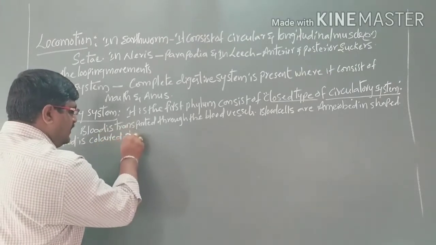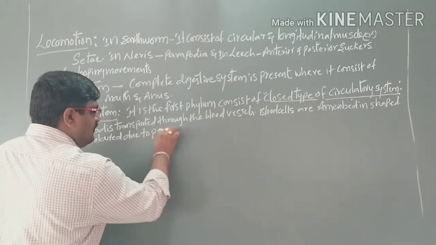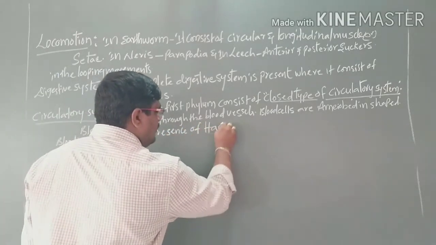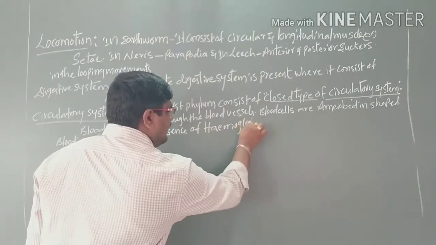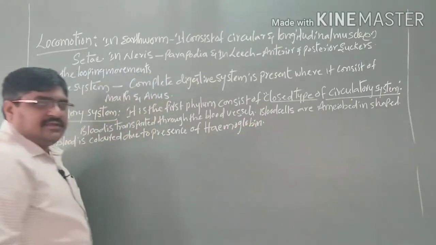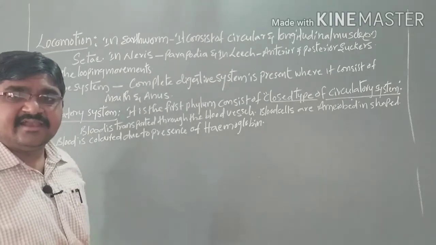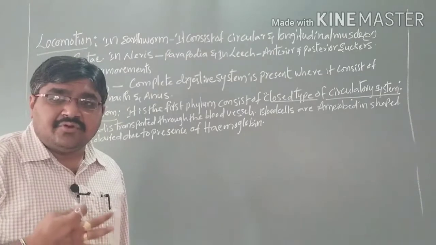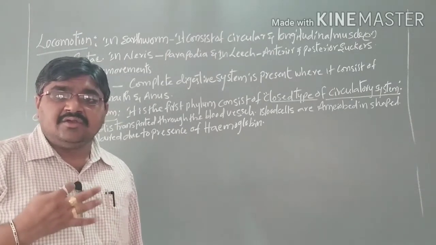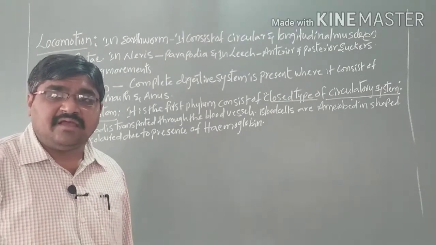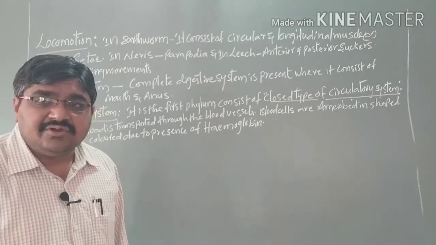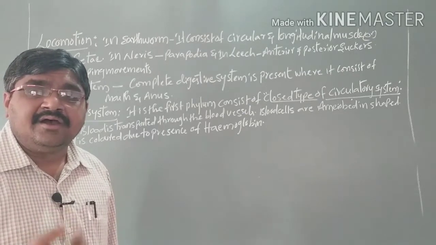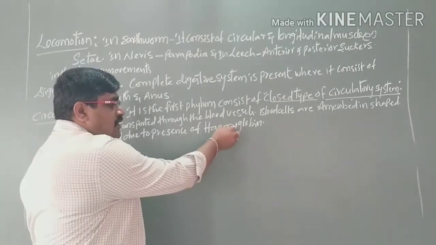Blood is colored due to the presence of hemoglobin. So here the blood is colored, meaning red color is present. Why is the red color present? Due to the dissolving of hemoglobin in the plasma of the blood, it produces a red color. So your blood is colored due to the presence of hemoglobin.